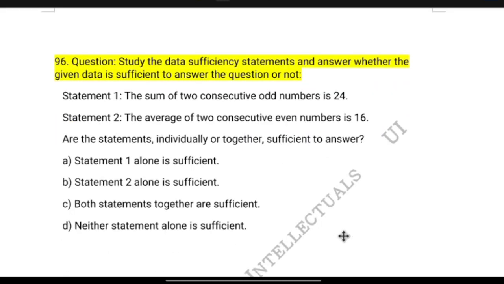96. Question. Study the data sufficiency statements and answer whether the given data is sufficient to answer the question or not. Statement 1. The sum of two consecutive odd numbers is 24. Statement 2. The average of two consecutive even numbers is 16. Are the statements, individually or together, sufficient to answer? Right answer is D. Neither statement alone is sufficient.